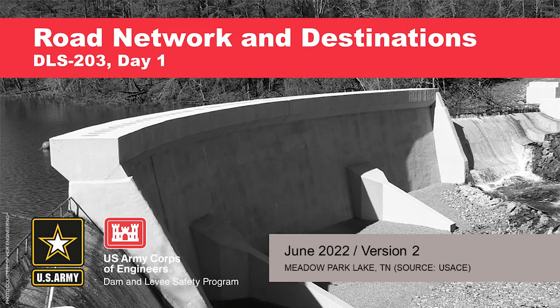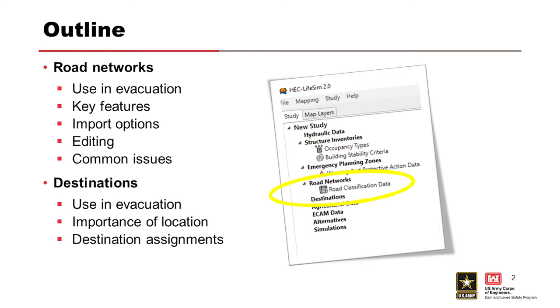Road network and destinations. Let's begin. In this session, we are going to discuss how a road network and the related destination locations are defined in LifeSim and talk about key points for what makes a well-represented road network with destinations. We'll also talk about some tips for reviewing and editing the road network and destination information and common issues that we see.